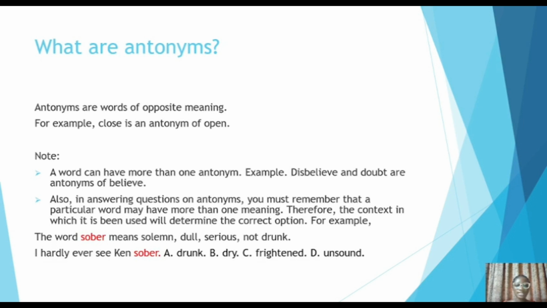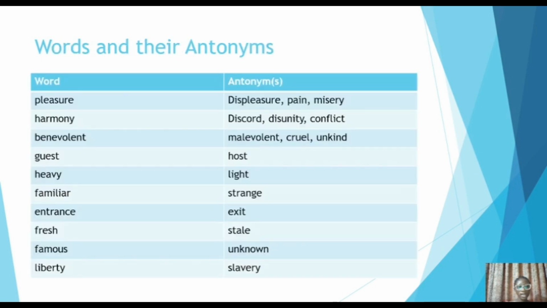I hardly ever see Ken sober. So as opposed to being sober, we have drunk. That means Ken is always drunk. We'll get right into the next thing. We're looking at examples of some words and their antonyms. The first word we have here is pleasure.